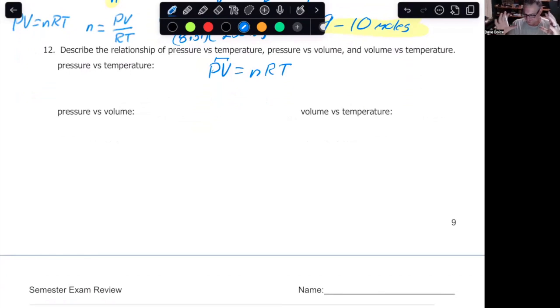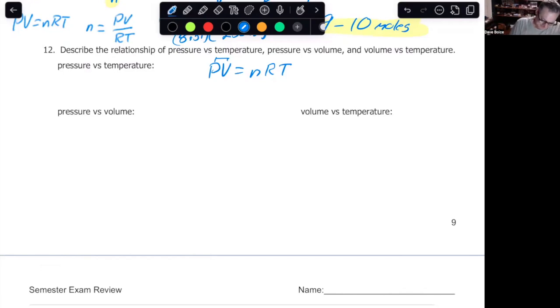So if I have a container and it's sealed and no air is getting out, and I reduce the volume, I crush this can, but all the air is still in there, then as the volume reduces, the pressure is going to go up. This is called the inverse relationship. One goes up, the other goes down, one goes down, the other goes up.